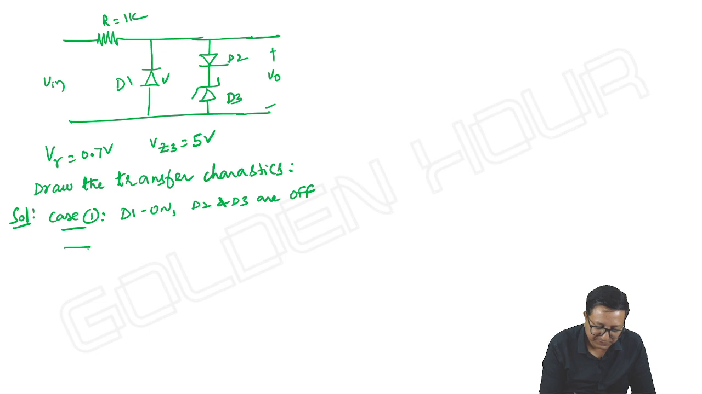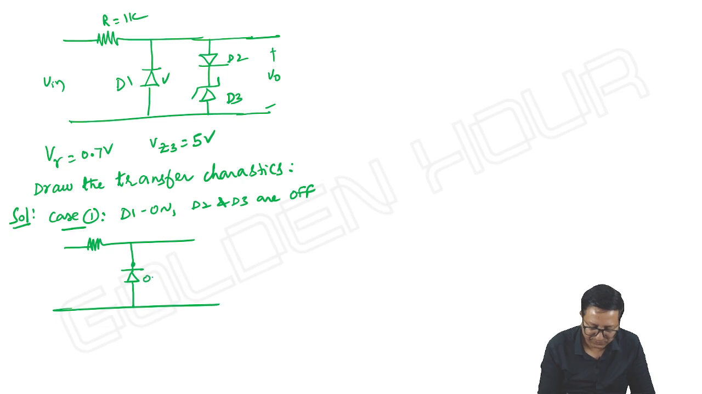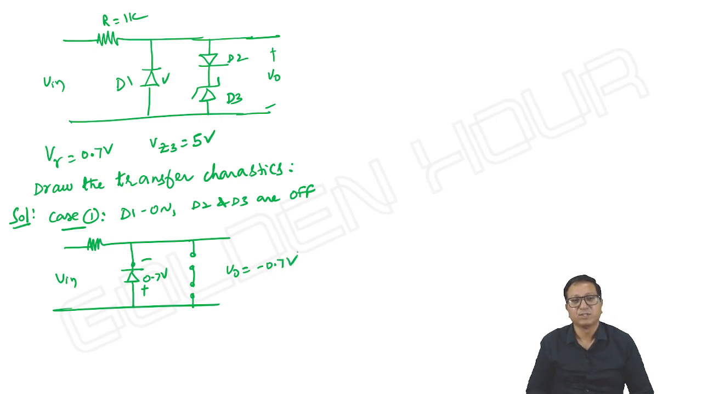So the equivalent circuit. Output is equal to minus 0.7. How long this is valid? It is valid for input negative. Instead of that, I can say breakpoint.